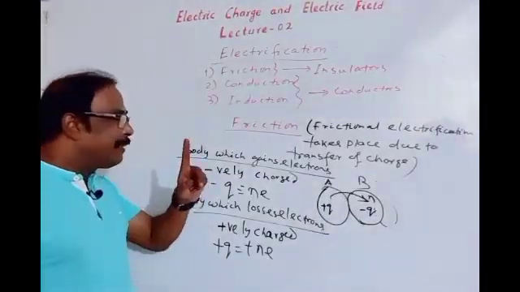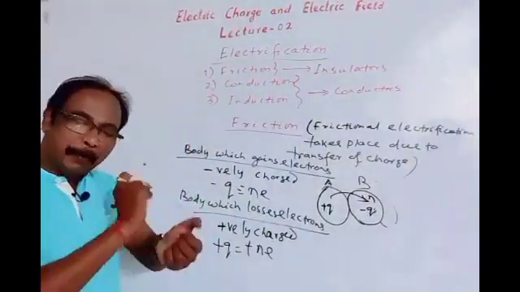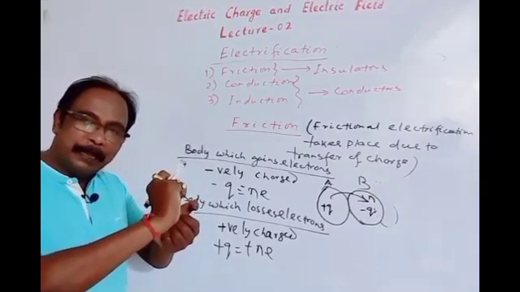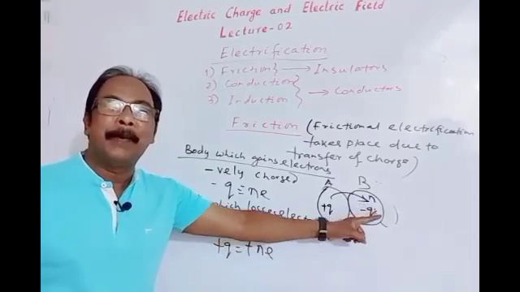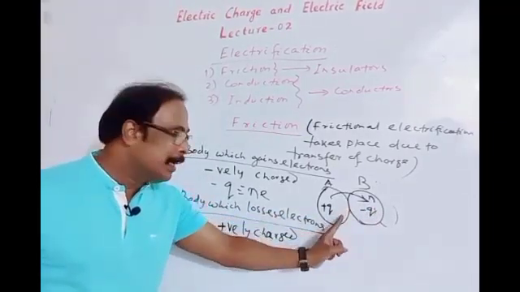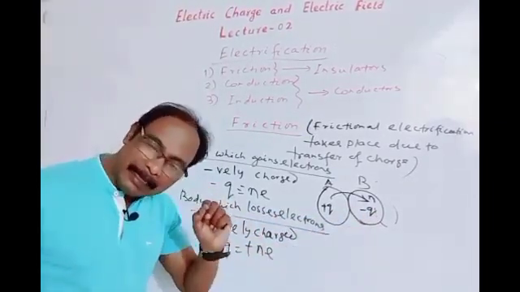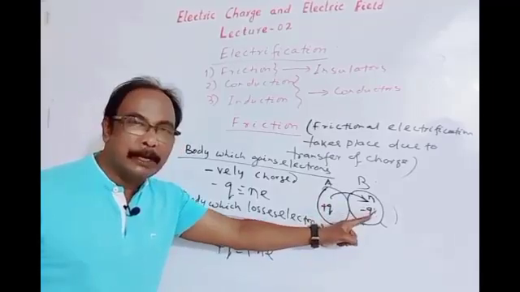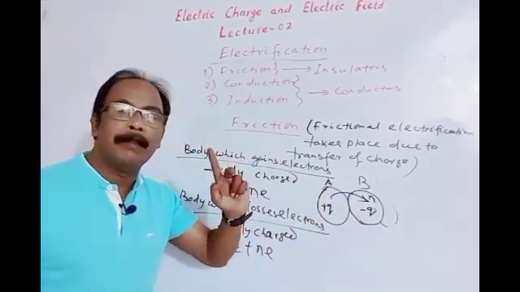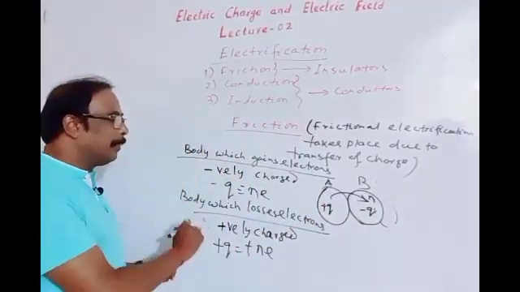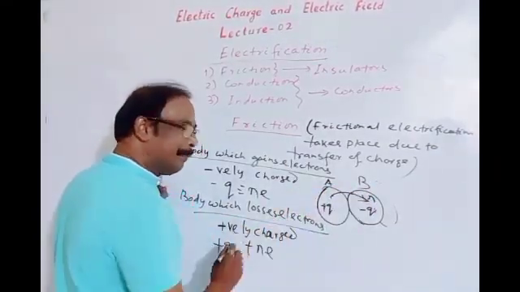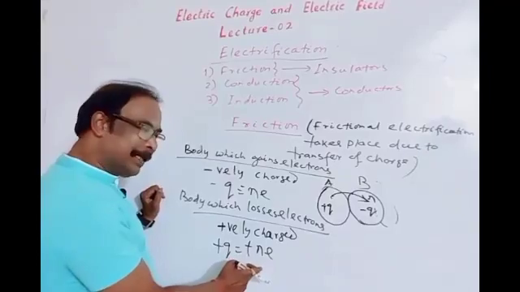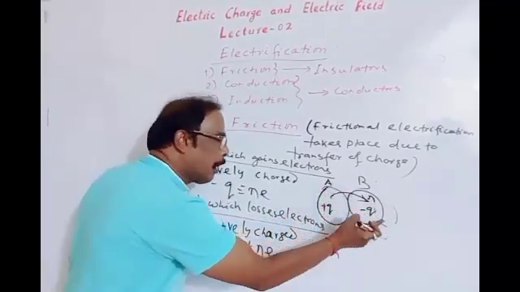So during frictional electrification, the bodies rubbed against each other acquire an equal amount of charge, meaning the magnitude of charges is the same but opposite in nature. One is positive and the other is negative. Another thing, electrons are transferred from body A to body B. Body A becomes positively charged.